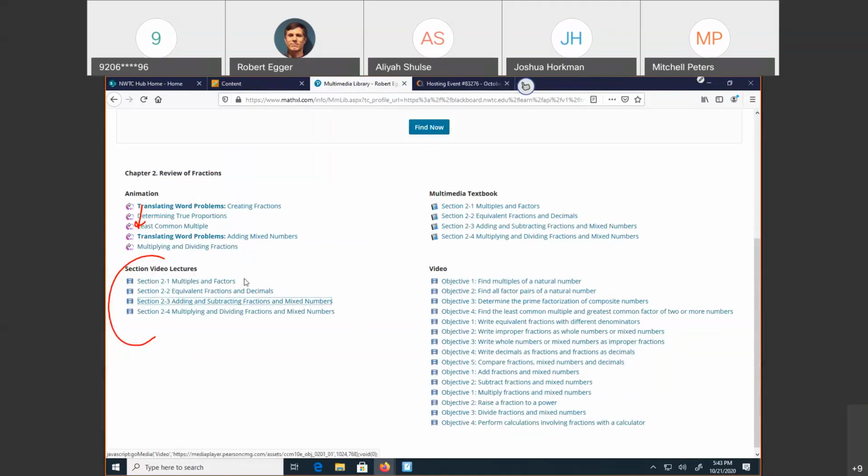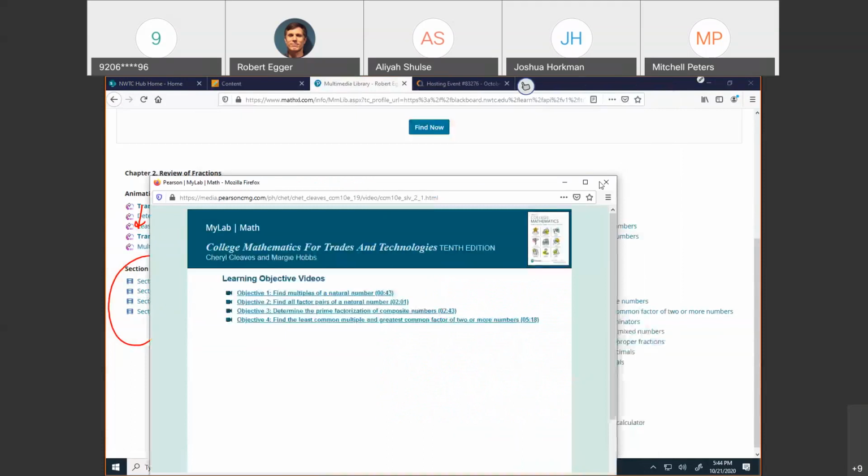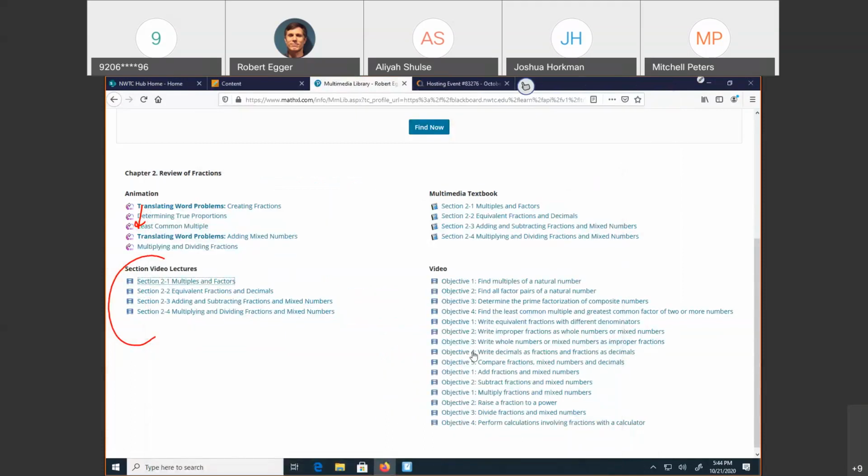These videos here, let's look at section 2. Look at this one at 2.1. These are objects 1 through 4, numbers. Dang it. And here they are again. So these two kind of duplicate each other.